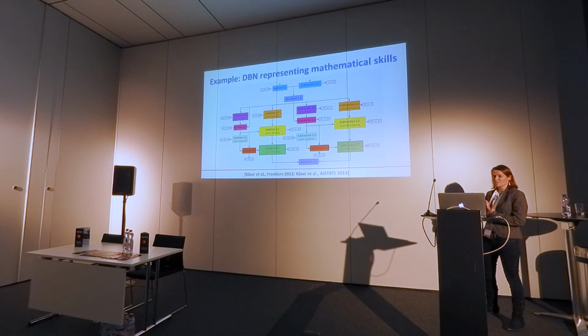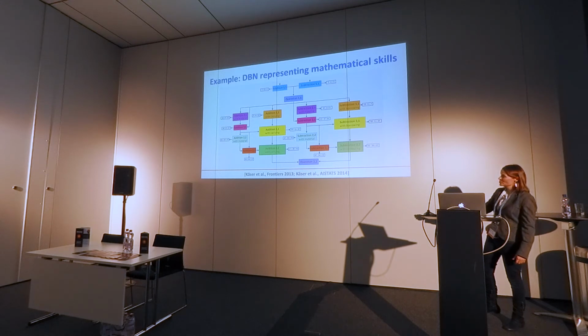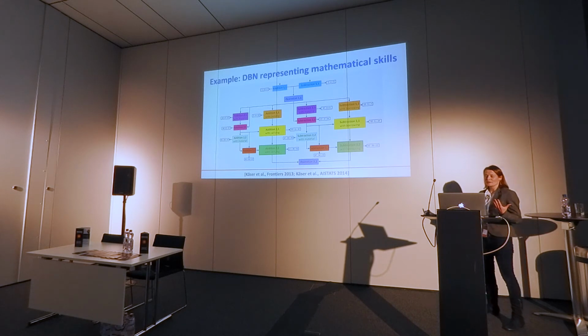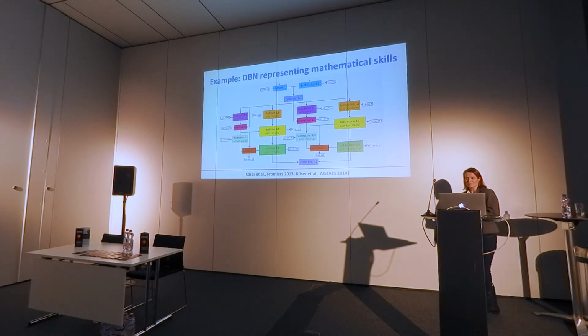And this is just an excerpt of the network. This is addition and subtraction between 0 and 100. And here we, for example, assume that addition with the carry is harder than addition without the carry. And the full network has more than 100 skills and has been designed together with domain experts.